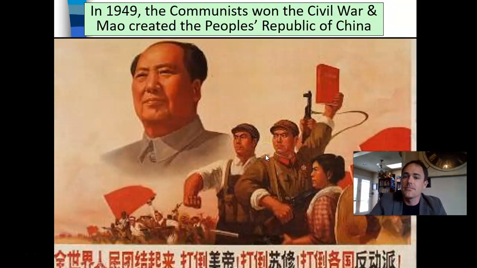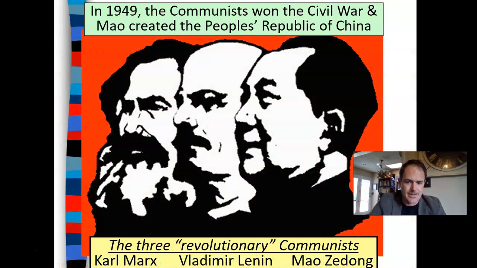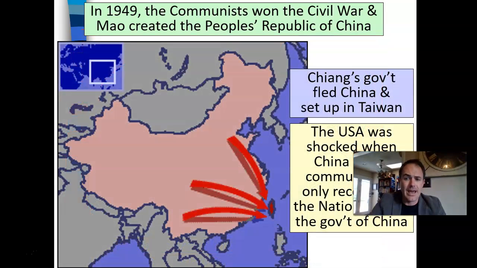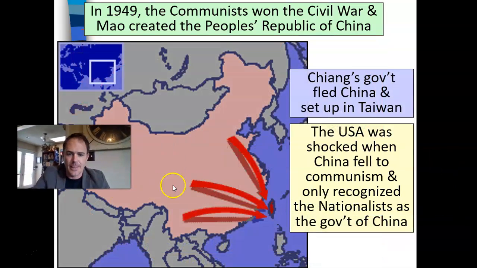And in 1949, communists won the Civil War, and Mao created the People's Republic of China. And you see him there alongside Vladimir Lenin and Karl Marx as the three revolutionary communists. So what happened to Chiang Kai-shek? His government fled China, you see here, to the tiny island of Taiwan. And the U.S. were completely shocked. They did not think that Mao Zedong's forces would win. And for a long, long time, the United States only recognized the nationalists as the government in China. China, to this day, still considers Taiwan to be property of China. The Taiwanese don't see it that way.